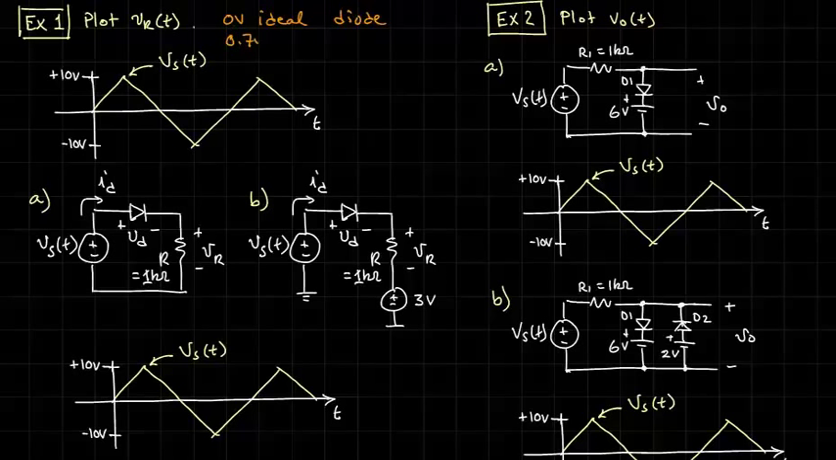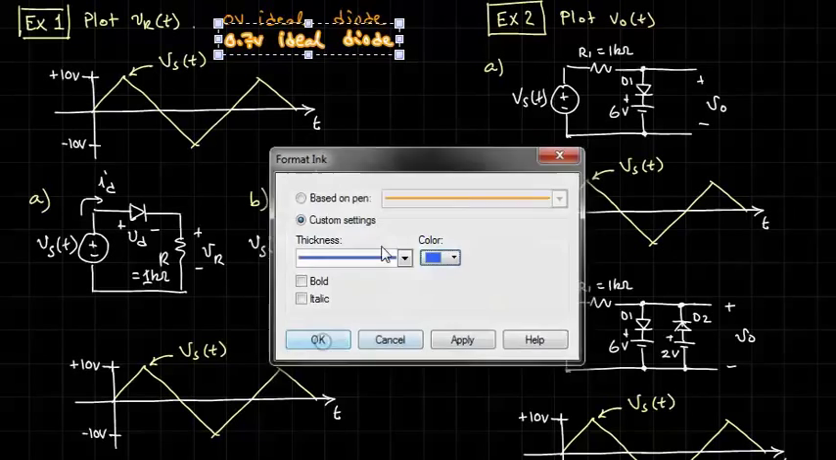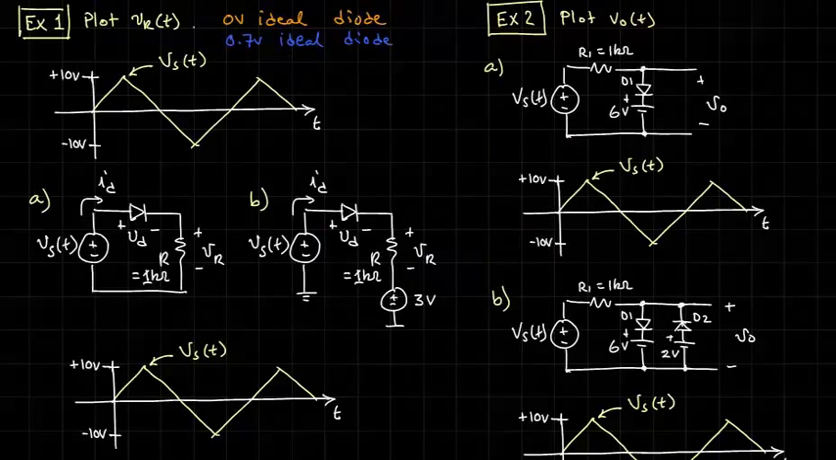You could also decide it's going to be a 0.7 volt ideal diode. In other words, it's ideal in every way, like it's an open circuit when it's off. And when it's on or conducting current, instead of being 0 volts, it's 0.7. So let me change the color of this to something else, and we'll draw the curve for each.